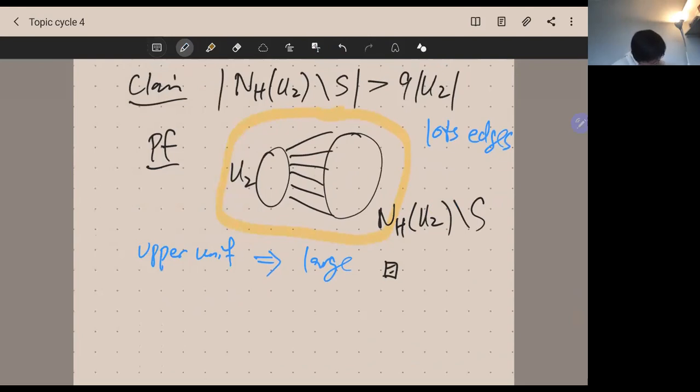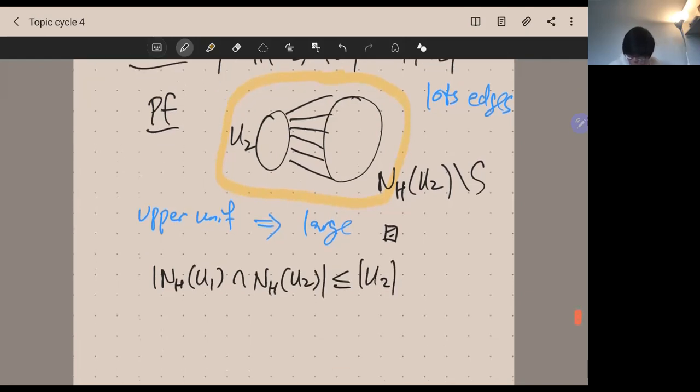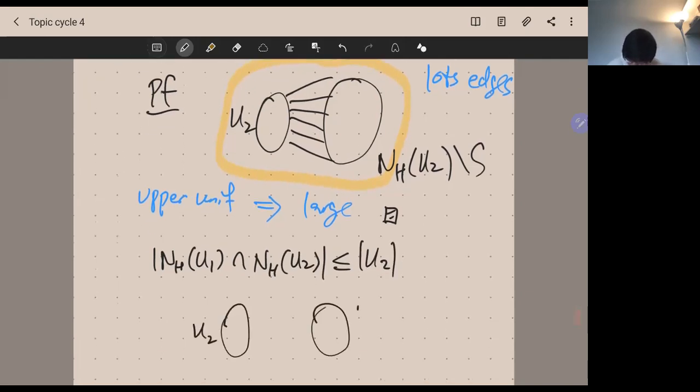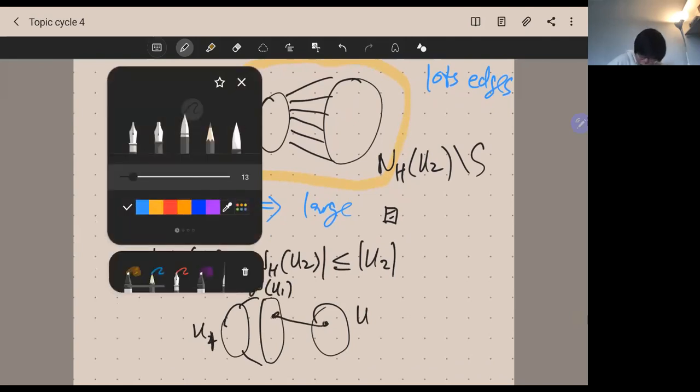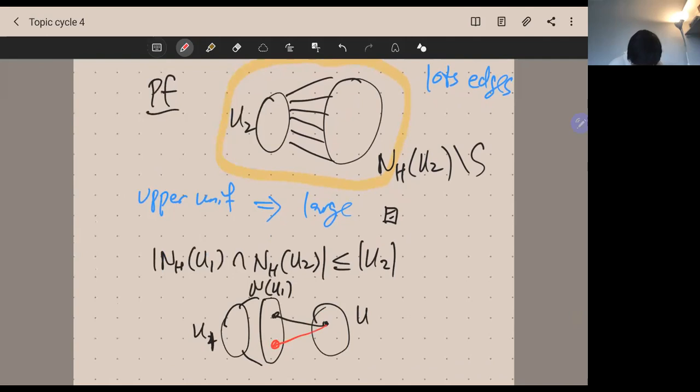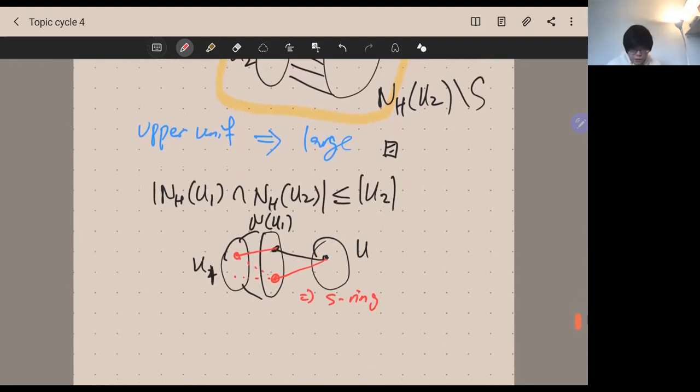Now, we also have these. We have U2 sends at most one neighbor, because if you send two, this is in the neighborhood, that means you either have that or you have that. This is an S ring, a contradiction. We remove the S rings, right?